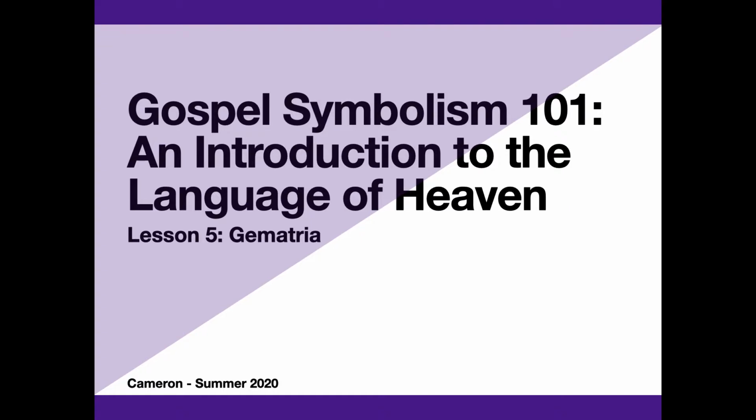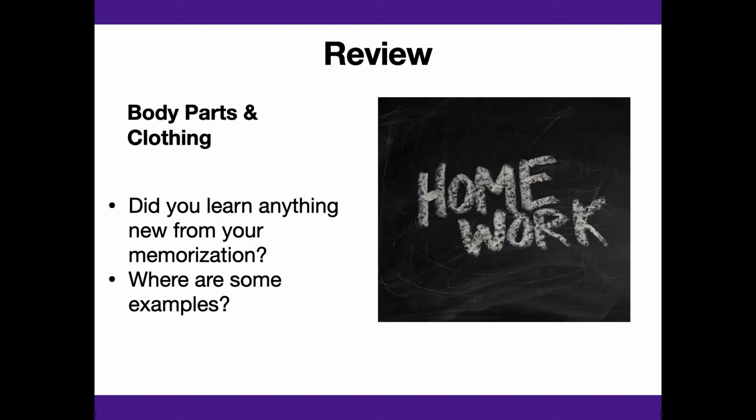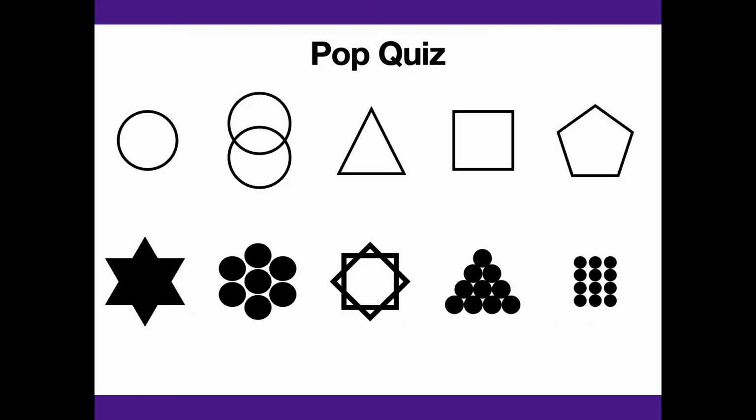All right, so moving into a review of last week. What did you learn from your memorization of body parts and clothing? And what are some examples of things in scriptures that have new meaning for you? Our pop quiz this week was just on the basic numbers, 1, 2, 3, and so forth. A review of what each of those numbers meant. So quiz yourself. See if you can come up with the main ideas behind each of those shapes, numbers, etc. Because you're going to need that going into the math of the things.